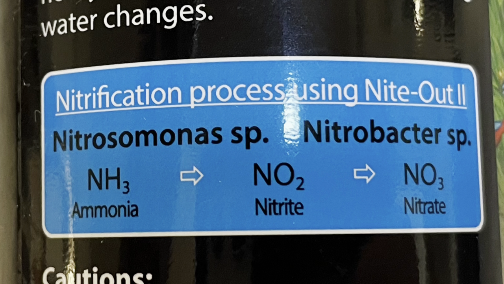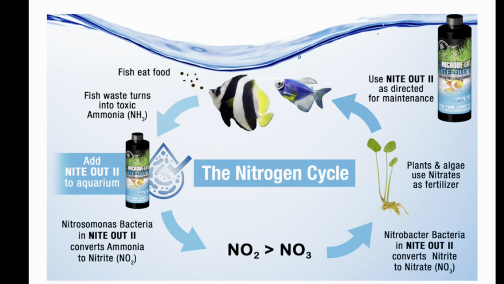So the nitrification process, looking at this whole circle diagram here: fish eat food, fish waste turns to ammonia, Nite-Out 2 converts ammonia to nitrite, then nitrite to nitrate, plants and algae use nitrates as fertilizer, and this is where the special blend comes in, to knock out those nitrates to stop that fertilizer piece so you don't have the different algae growths and things like that. So again, it's both combined and they create that full life cycle when used together.